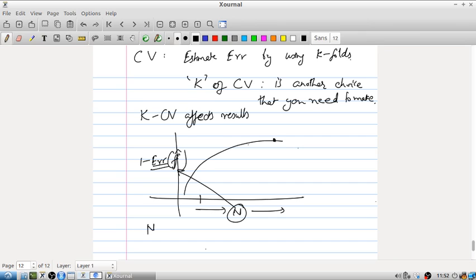So let's say you had n is equal to 200, and let's say this is 100, and this is 200. Then if you choose k is equal to 5, what would be the fold size? Each fold, how many observations would it have? 40. So in one fold run, you would set aside 40 points, and the remaining 160 points is what you would use to build a model. If you look at 160 points somewhere over here, you have a fairly flat curve.